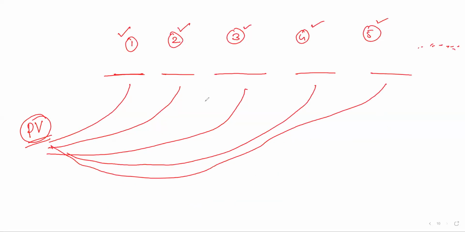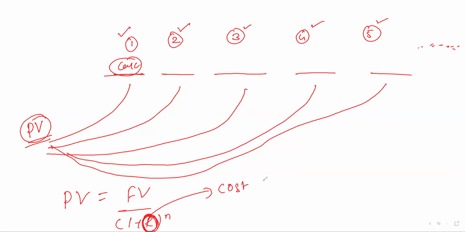Now, to discount, as we saw, to find present value from a given future value, we need 1 plus r raised to n, correct? We have n, that is year 1, year 2, 3, 4, 5. The future value is something that we are going to calculate using the model, but the r here, the rate that is used to discount all these future cash flows, is nothing but cost of capital.